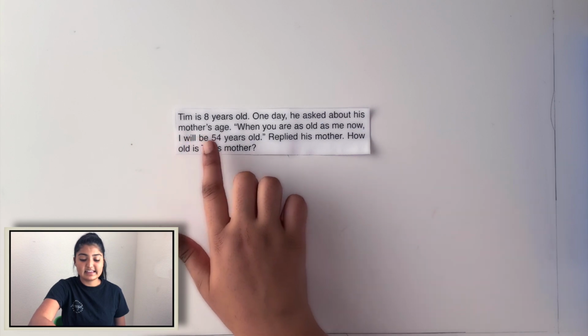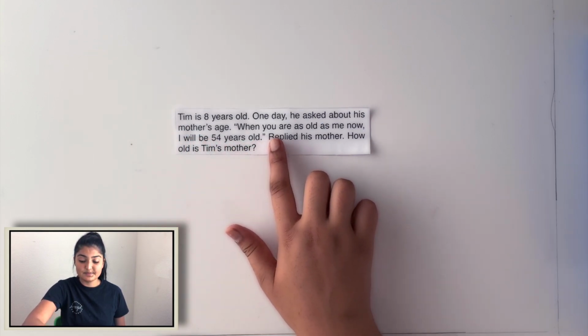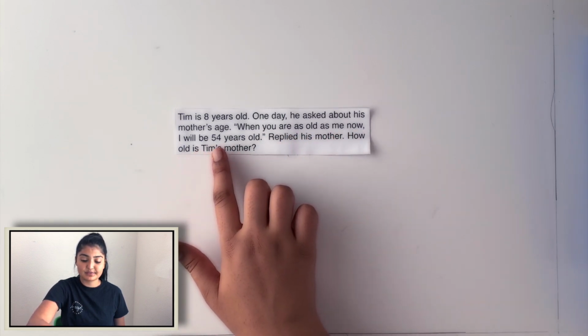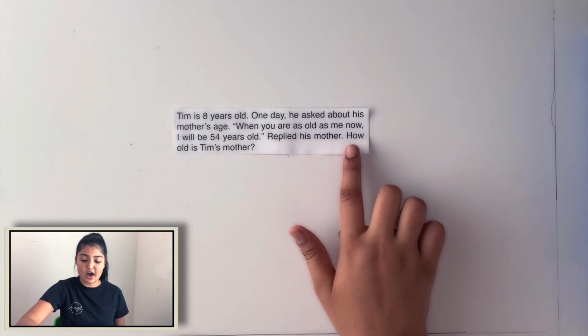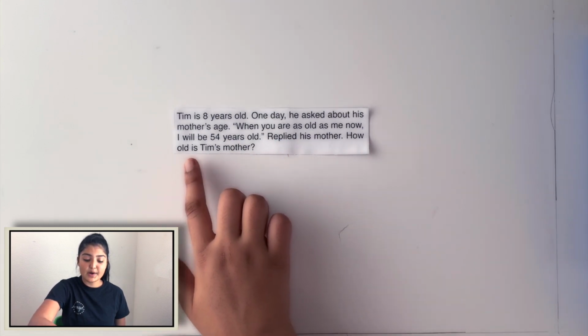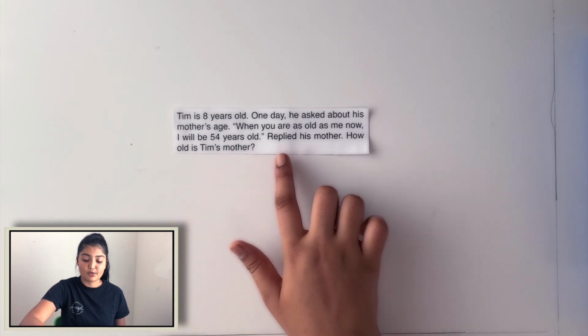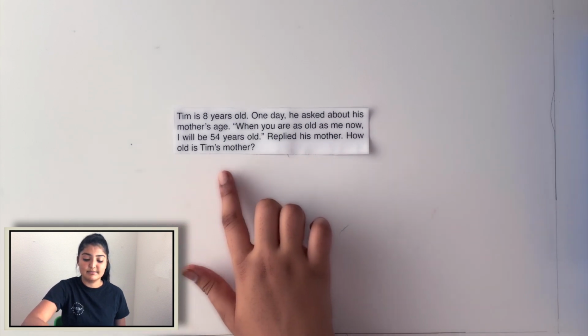Tim is 8 years old. One day, he asked about his mother's age. "When you are as old as me now, I will be 54 years old," replied his mother. How old is Tim's mother?